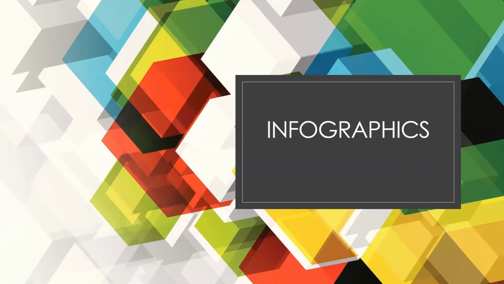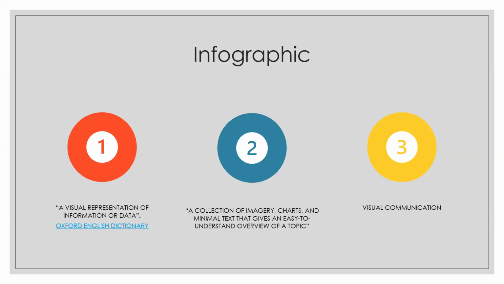Thank you. So today we're going to cover infographics. In this brief session, let's just grab what infographic means. An infographic is a visual representation of information or data, according to Oxford Dictionary. It's a collection of imagery, charts, and minimal text that gives an easy to understand overview of a topic. Basically, when you want to communicate visually, then you use an infographic.